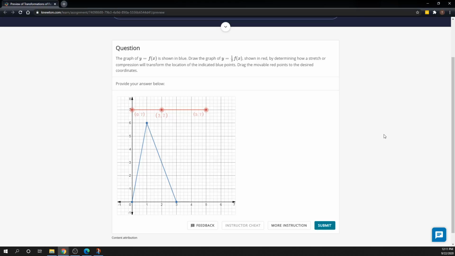All right, in this video, we are going to work through some of the Newton problems on graph transformations, or at least this one right here. Okay, so the very first thing that I like to do is move this red graph. So you're given this blue graph. This is y equals f of x. And then you want to draw the transformed graph with these red points.